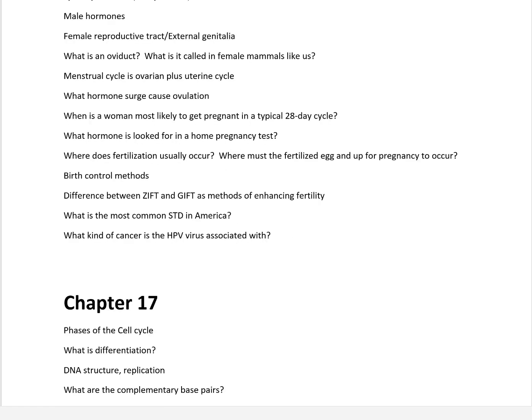But all right, so when is a woman most likely to get pregnant in a typical 28-day cycle? Right about day 14 there in the middle, give or take, because day 14 is when ovulation occurs. That egg is now going to start heading down the oviduct, down the uterine tube, and somewhere in that uterine tube is where egg and sperm should meet if it's going to happen.